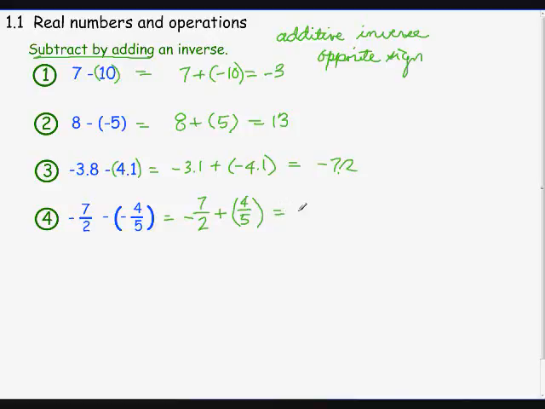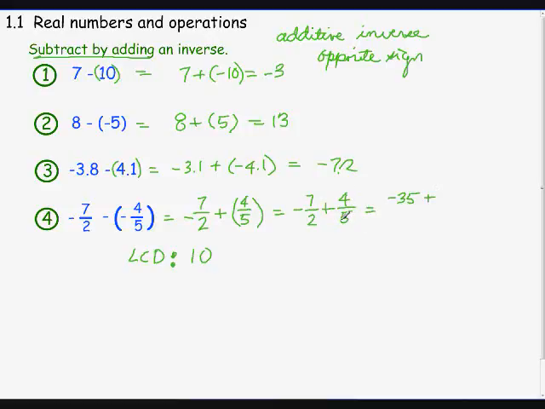Now we still have a problem, don't we? Because we've got negative 7 over 2 plus 4 over 5. Whenever we're adding fractions, we have to have the same denominator. The least common denominator here is 10. So that will become a negative. To make this 10, we multiply the top and the bottom by 5, negative 35.